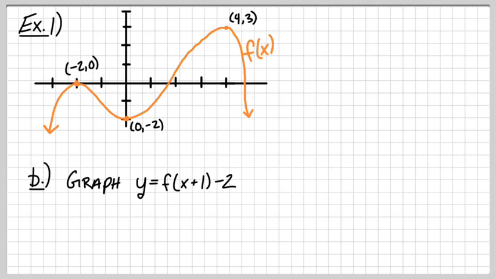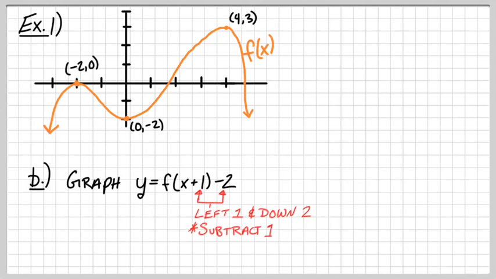Let's look at example 1, part B. So I'm just going to get this graph up here again. Same graph. You should already have this one written and drawn. So here's f of x. What if I want to graph f of x plus 1 minus 2? Notice there's a plus 1 inside with the x, and there's a minus 2 outside. So what does that do? The plus 1 moves the graph left 1. And the minus 2 on the outside shifts the graph down 2.